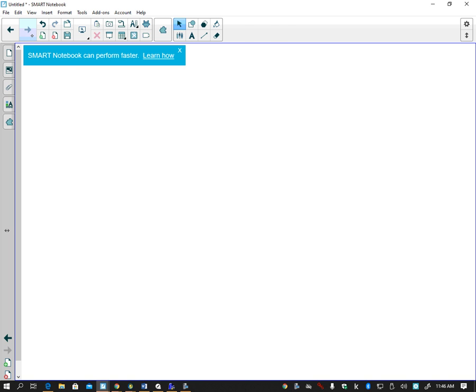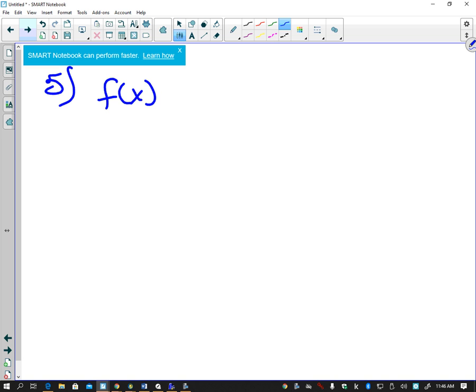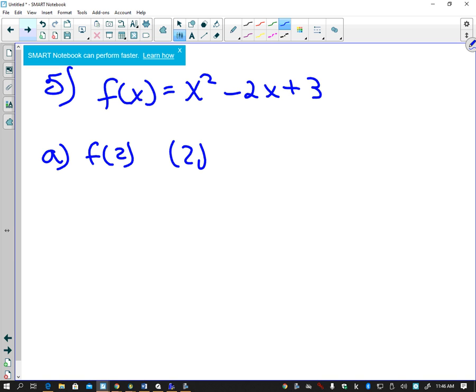Let's look at 5. We have f of x equals x squared minus 2x plus 3. It says evaluate. A, it wants to know what f of 2 is. So all we do there is 2 squared minus 2 times 2 plus 3. So 2 squared is 4, minus 4, those 4's cancel out, and I'm left with 3, right?